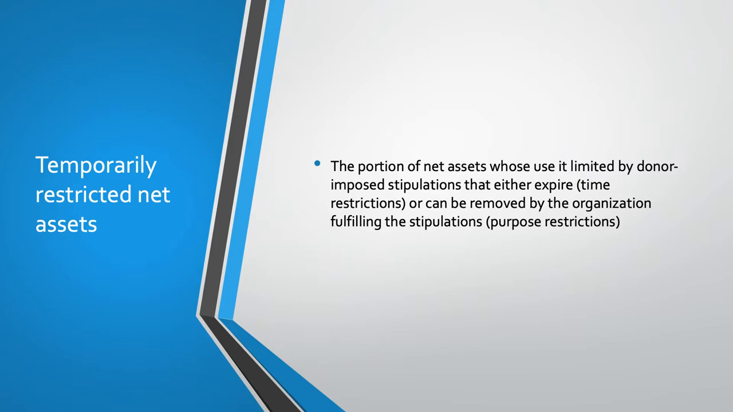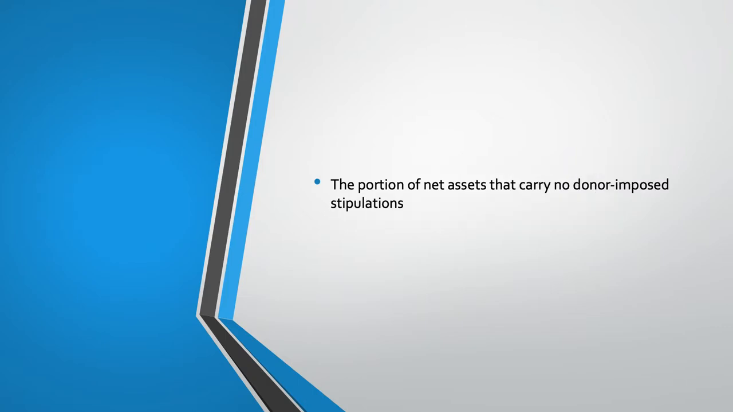So that's restrictions. That's temporarily restricted. The performance or the fulfillment of the condition allows the entity to spend or disburse that net asset, so it will now be removed from the temporarily restricted net assets. Next would be unrestricted net assets. This is the portion of the net assets that carry no donor-imposed stipulations, which, as I said earlier, can be used for any other purposes.